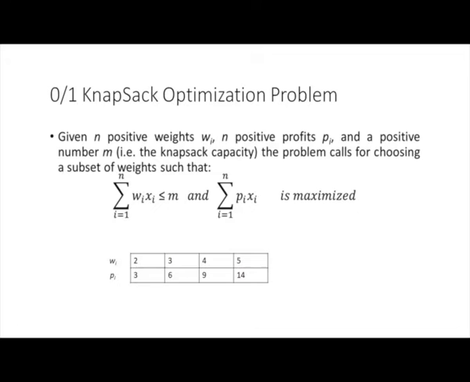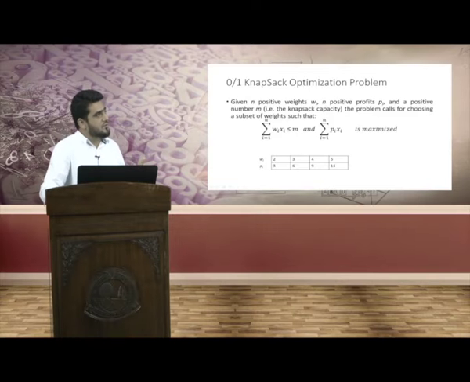As an example on the screen, we have a total of 4 items, and each of these items has an associated weight wi. So w1 is 2, w2 is 3, w3 is 4, and w4 is 5. In addition to these weights, we have certain profits associated with these items. Item 1 has a profit of 3, item 2 has a profit of 6, item 3 has a profit of 9, and item 4 has a profit of 14.